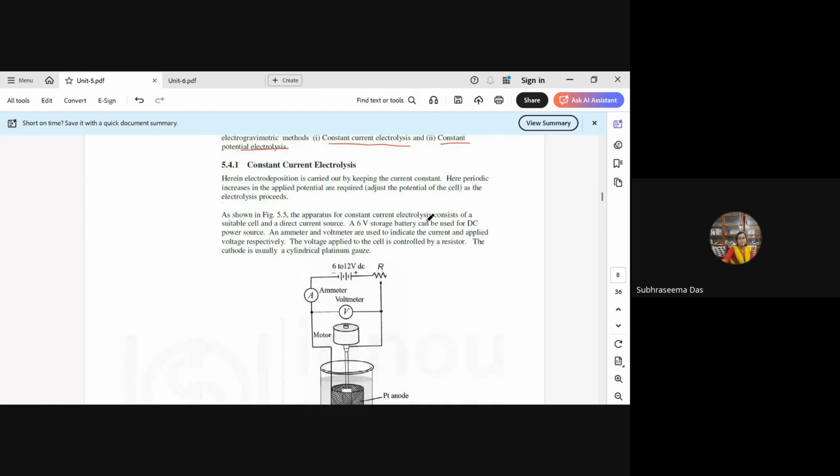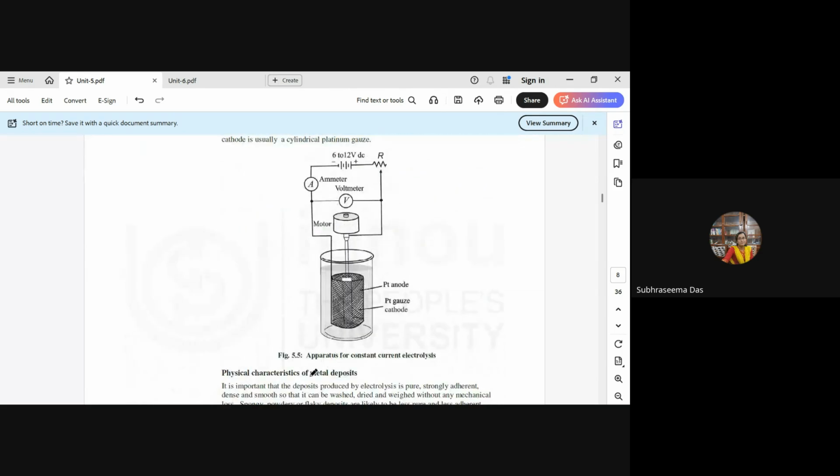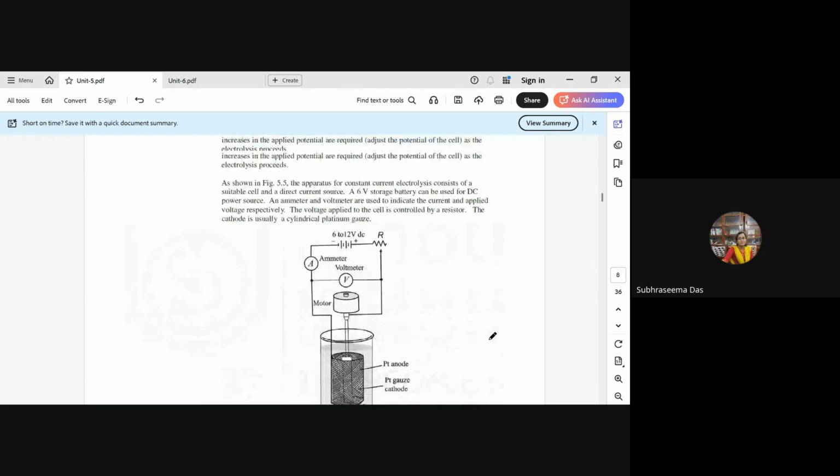So first is the constant current electrolysis. Now, as the name implies, this process occurs when there is constant current flow through the circuit. So herein the electrode deposition is carried out by keeping the current constant. The periodic increases in the applied potential are required as the electrolysis proceeds. Now here, as shown in figure 5.5, this is the apparatus for constant current electrolysis.